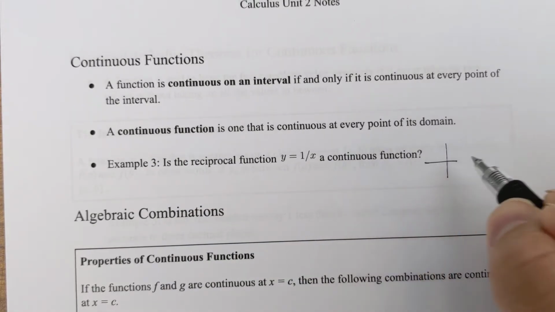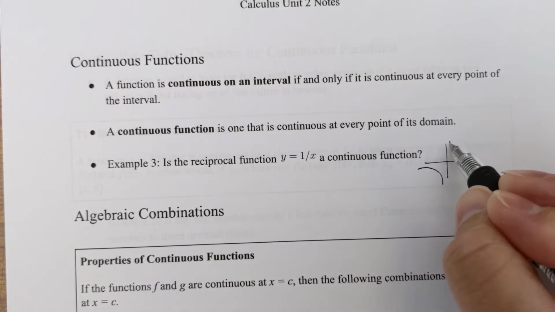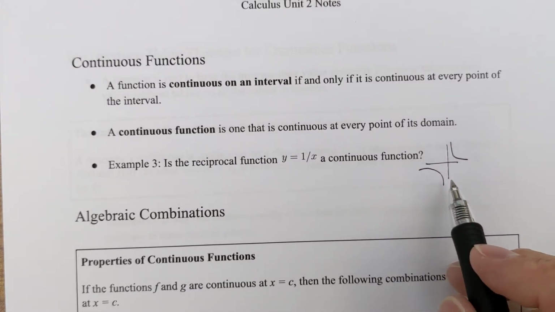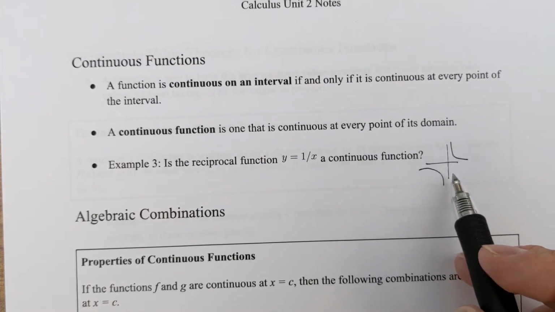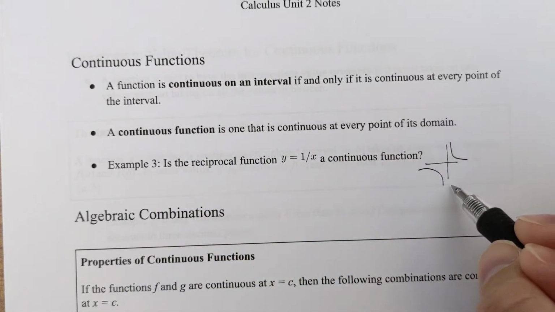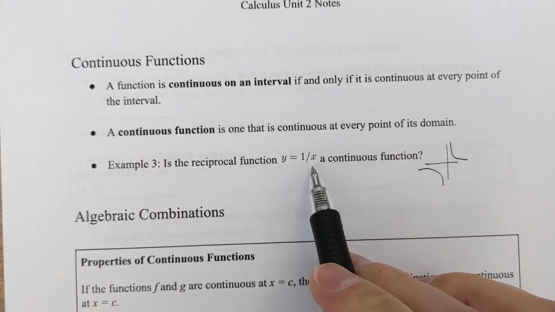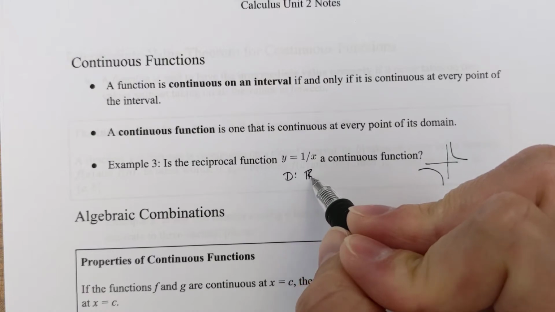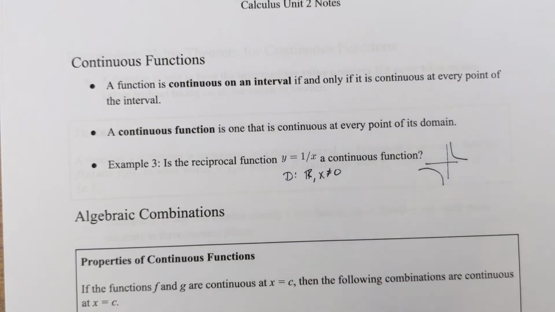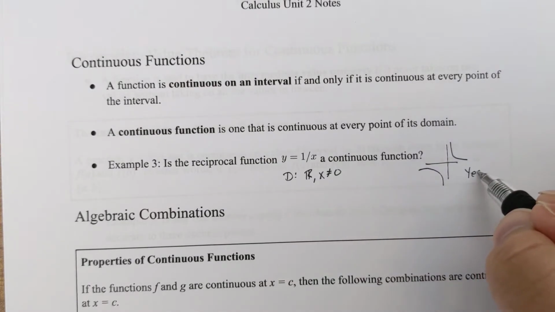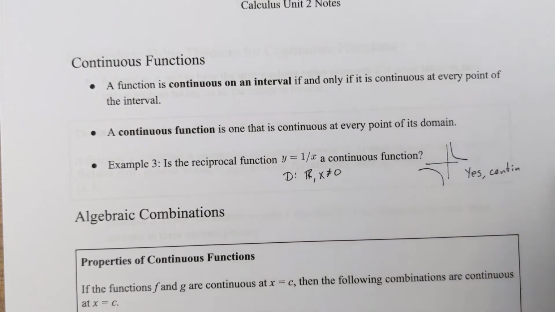If I graph 1 over x, it looks like this. So is it a continuous function? Now you would actually say no, because there's a break in it. However, a continuous function is one that's continuous at every point in its domain. The value x equals 0 is not in the domain of this function. The domain is all reals, x not equal 0. So since 0 is not in the domain, this is a continuous function, because everywhere it exists, it is continuous.